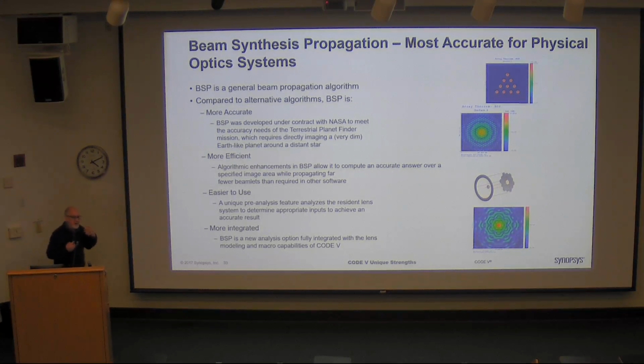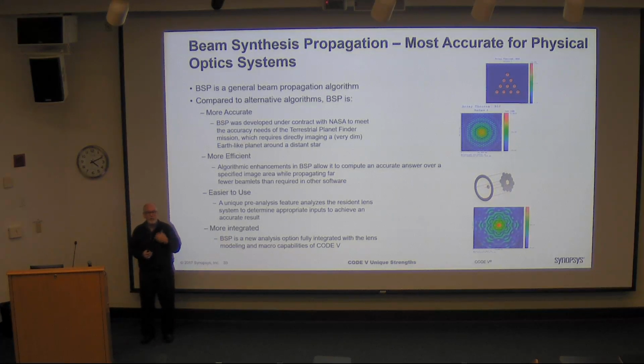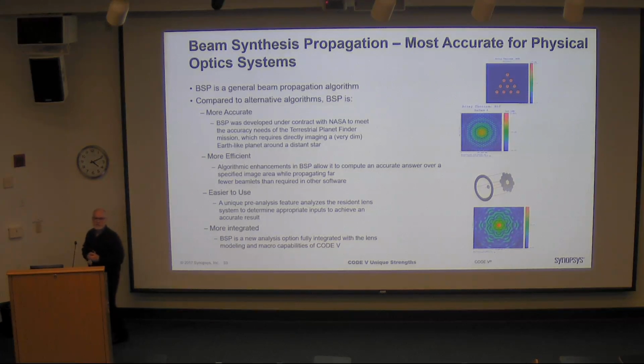So generally Code 5 is doing ray-based analysis. We do a diffraction analysis for some things, like to get a point spread function, but the way we generally do that is we trace rays up to the exit pupil of the optical system, do a fast Fourier transform, and that basically gives us the image structure in the focal plane. Sometimes, though, you really need to just propagate the wavefront through the entire optical system.